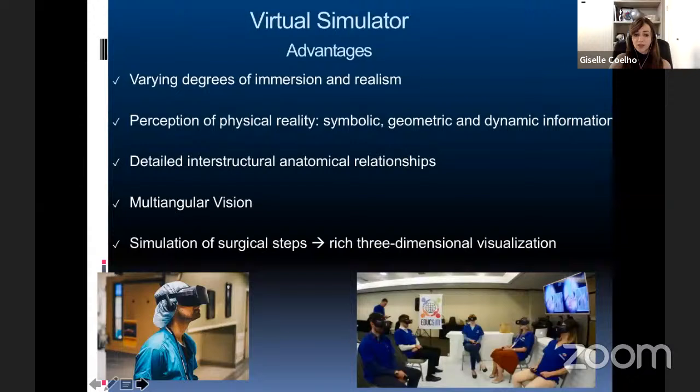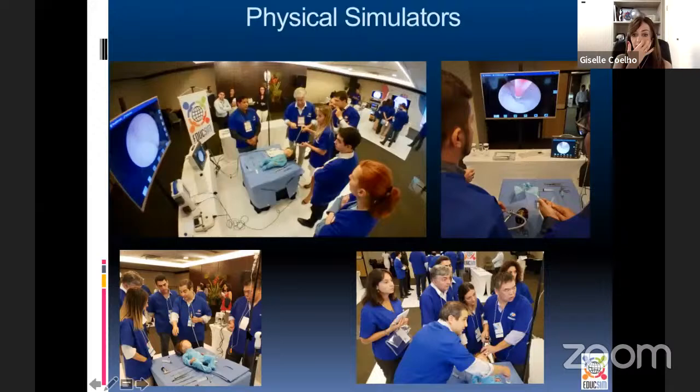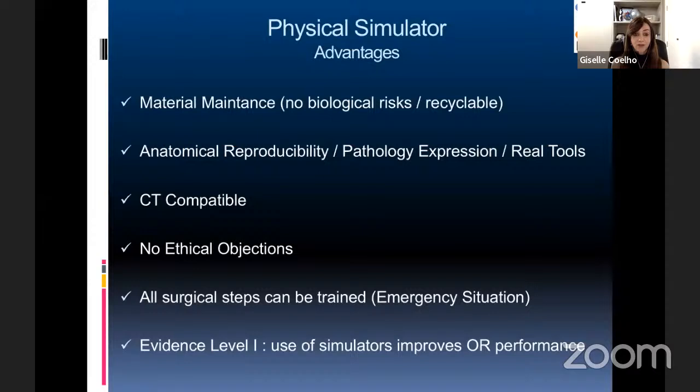Then it's really important when we add this kind of training, because we note the reduction of the learning curve, which was really most important. And here is the use of the physical simulator. The physical simulators have many, many advantages. For example, the material maintains no biological risk. They are recyclable. They can reproduce the anatomical alterations, right? We can use the real tools. They are CT compatible, with no ethical objections. We can use them in hospitals, in labs, in any space, right?